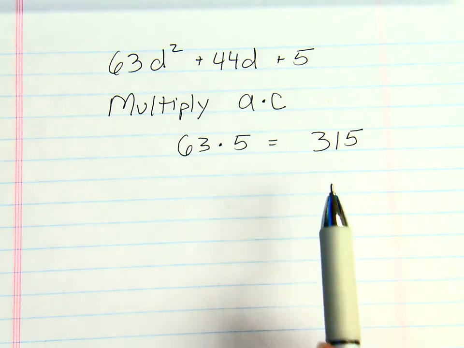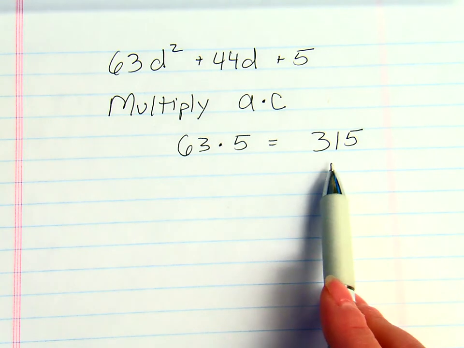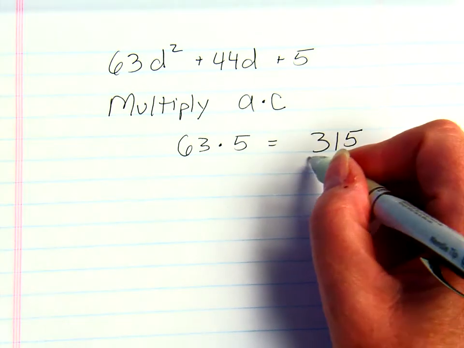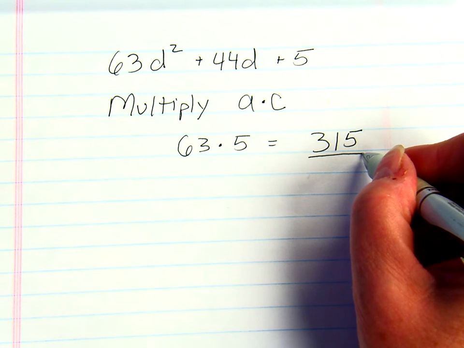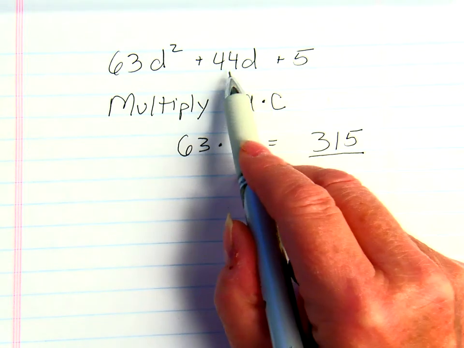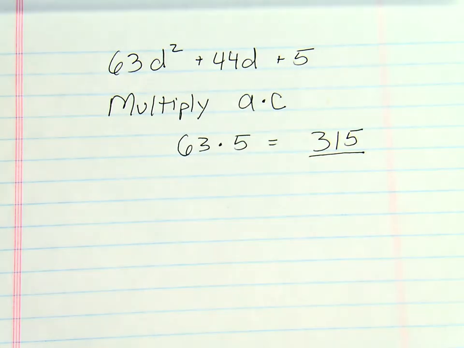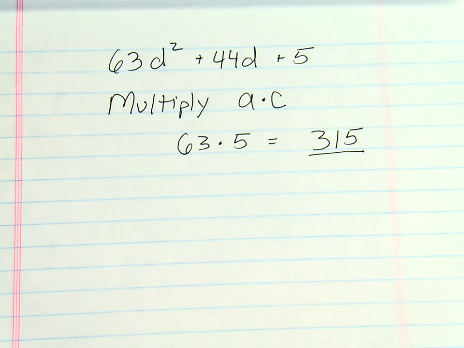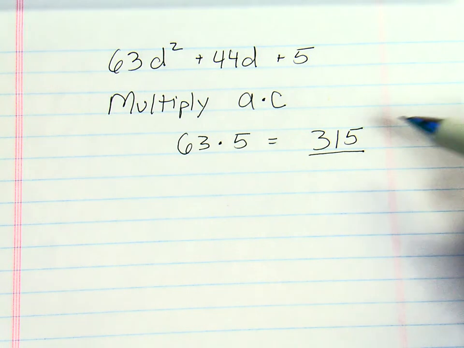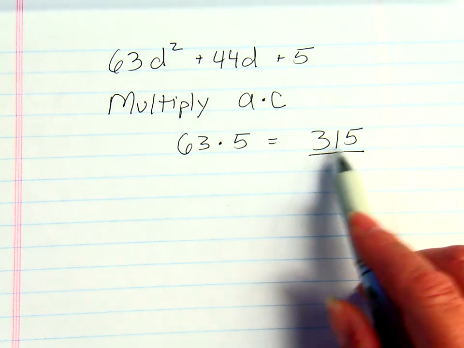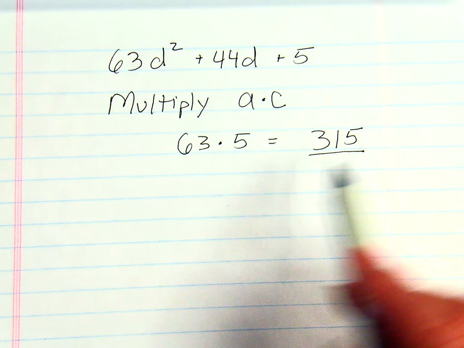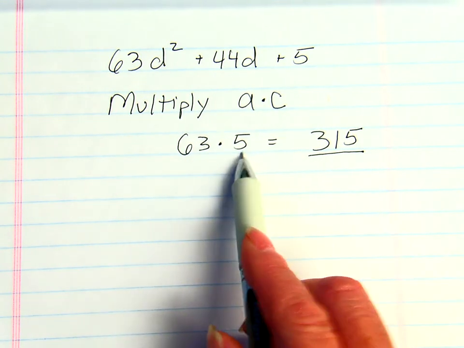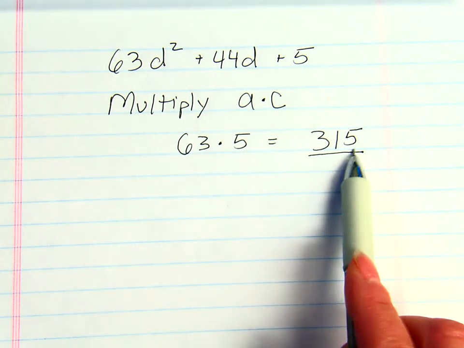So 315, now we need to come up with factors of 315 that will give us this 44. Factoring 315 is a little bit more complicated than factoring other things, but having gone through it, the first thing I did was say it's not divisible by 2, and 5 is going to give us 63, and that doesn't work.